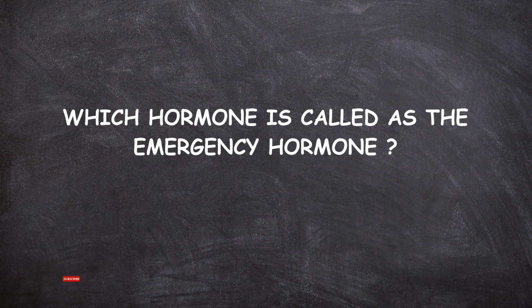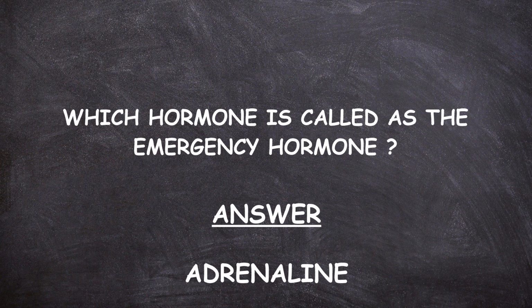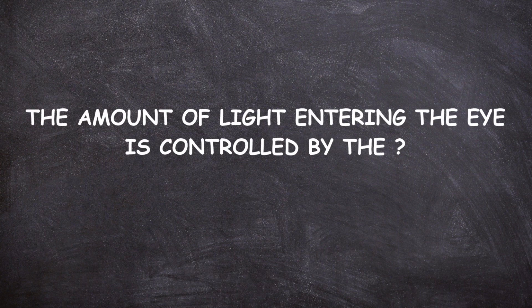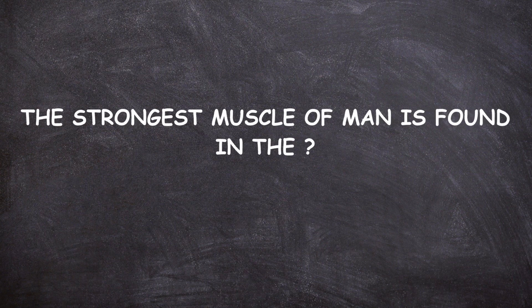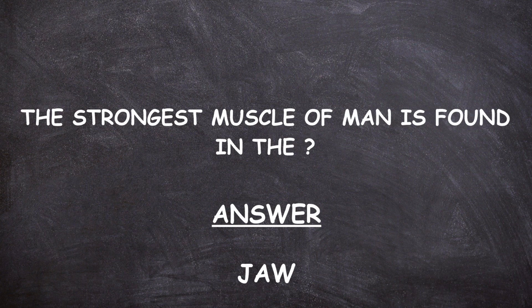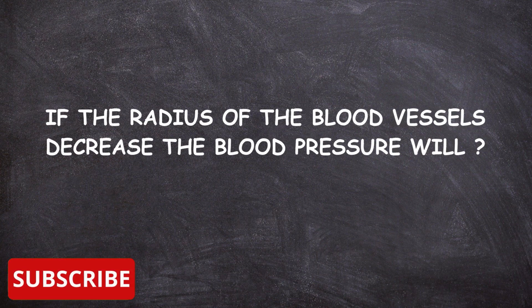Which hormone is called the emergency hormone? Answer: adrenaline. The amount of light entering the eye is controlled by? Answer: the iris. The strongest muscle of man is found in the? Answer: jaw. If the radius of the blood vessels decrease, the blood pressure will? Answer: increase.